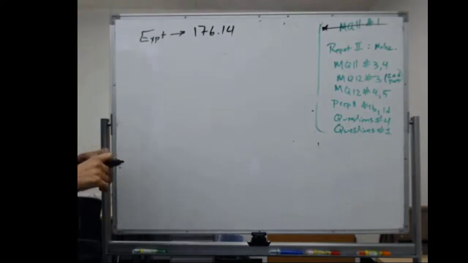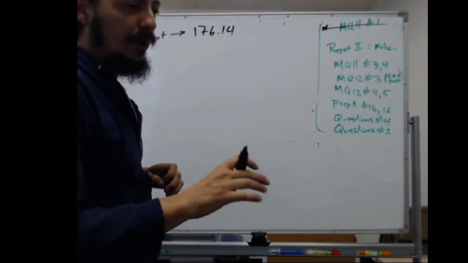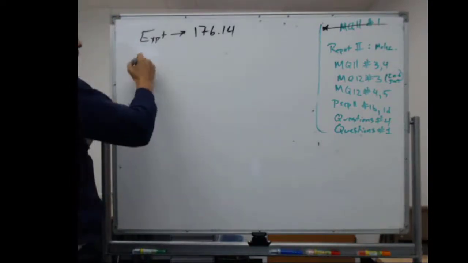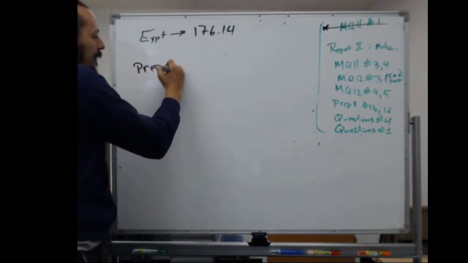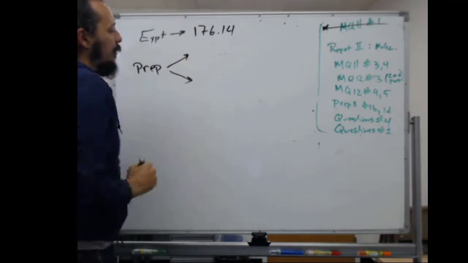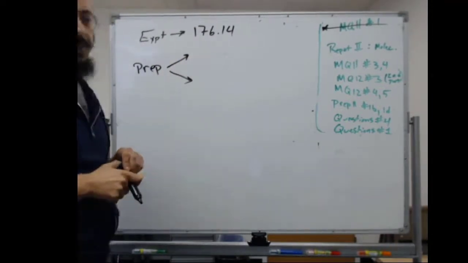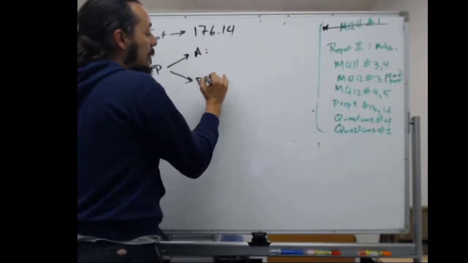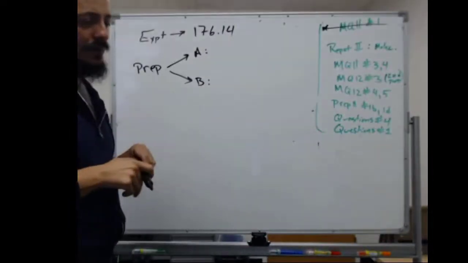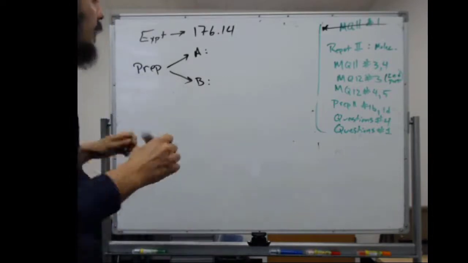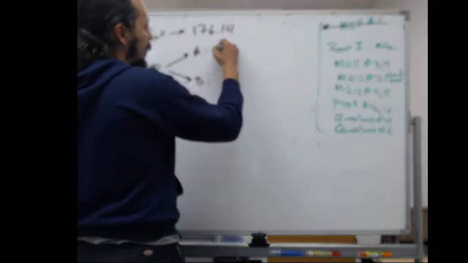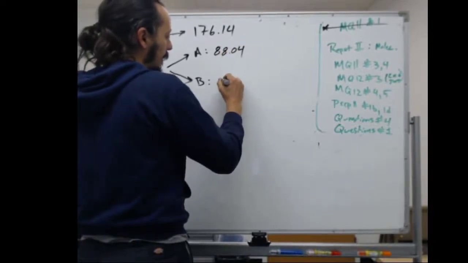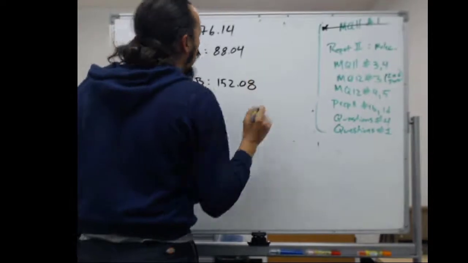Now, the other part is you need the empirical formulas for acid A and acid B. Did you know what that was talking about? Yeah, that was from prep 1, right? So from prep 1, we've got 2 different possibilities. We've got acid A and we've got acid B. Did you get the empirical masses of those 2? Yeah, I got 88.04 for A, and 152.08 for B. Okay.